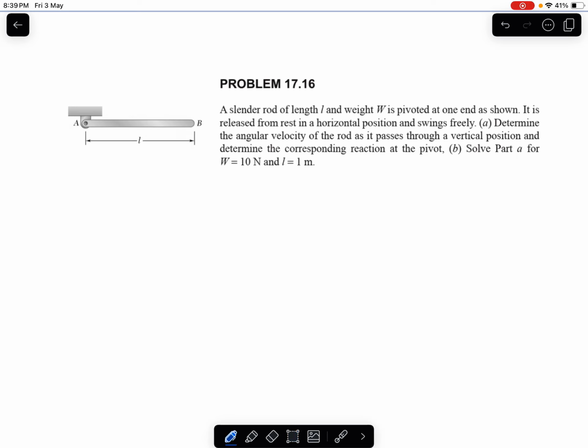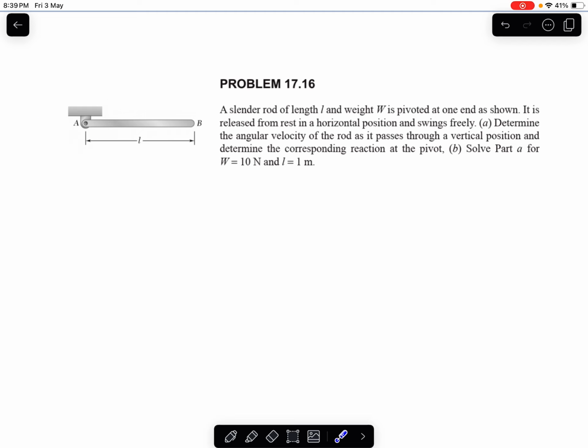Okay, so let us solve this problem where cylinder rod AB of the given length and weight is pivoted at end A, and it is released from rest when it is in horizontal position. It can swing freely. So we have to find the angular velocity when it passes through the vertical position. So when this rod will be in this position, what would be the omega for this?